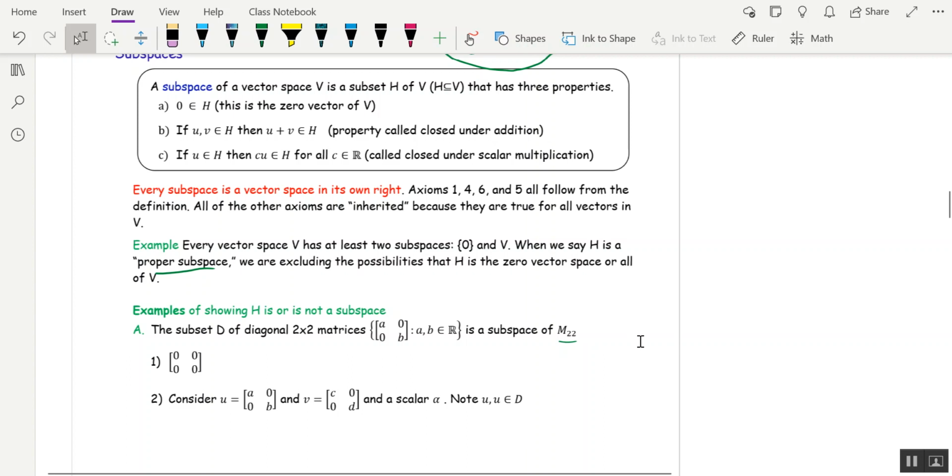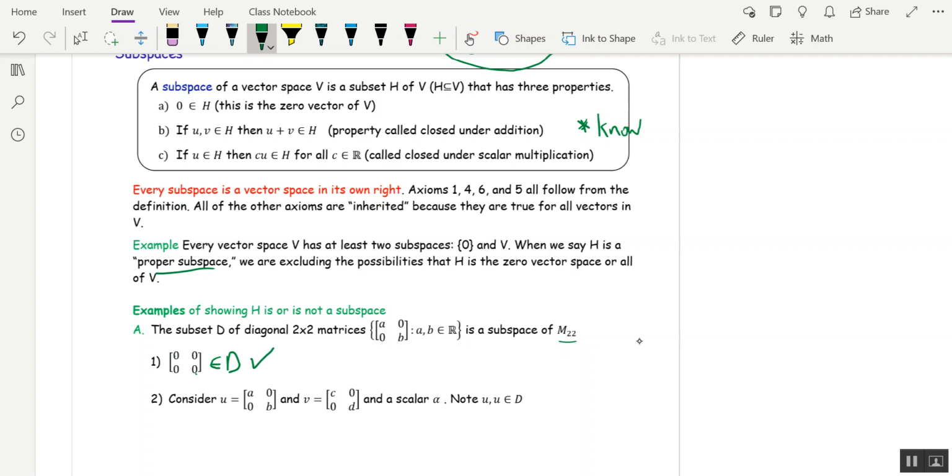So there are 3 conditions to show according to the subspace definition. And by the way, you do need to know this definition. You don't have to memorize the vector space axioms, but these you do have to know. Number 1, is the 0 vector in D? Well, yes, the 0 vector looks like this. That's certainly a diagonal matrix, because 0 and 0 are real numbers.